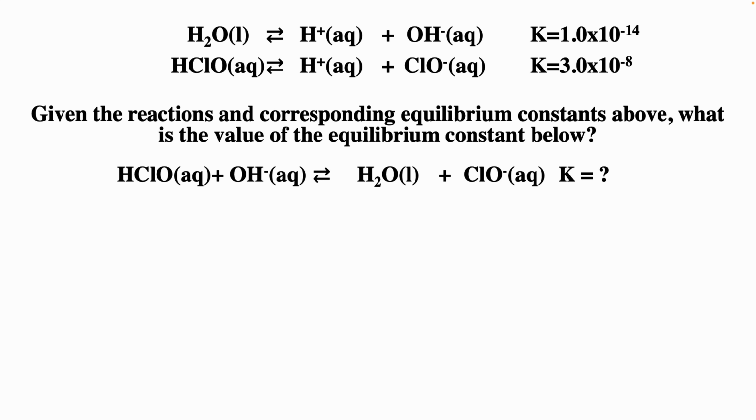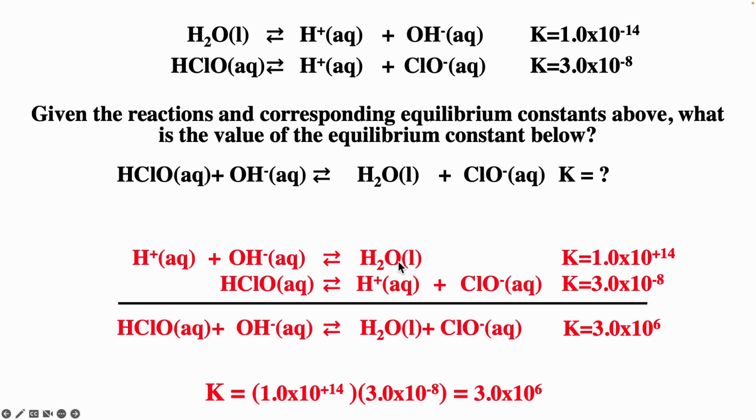We can look at another example. Using these reactions and equilibrium constants, we want to find what is the equilibrium constant for this reaction. And so we have HClO here. We have hydroxide ion. And so the second reaction, I think we'll keep the same. The first reaction, we're going to have to flip.